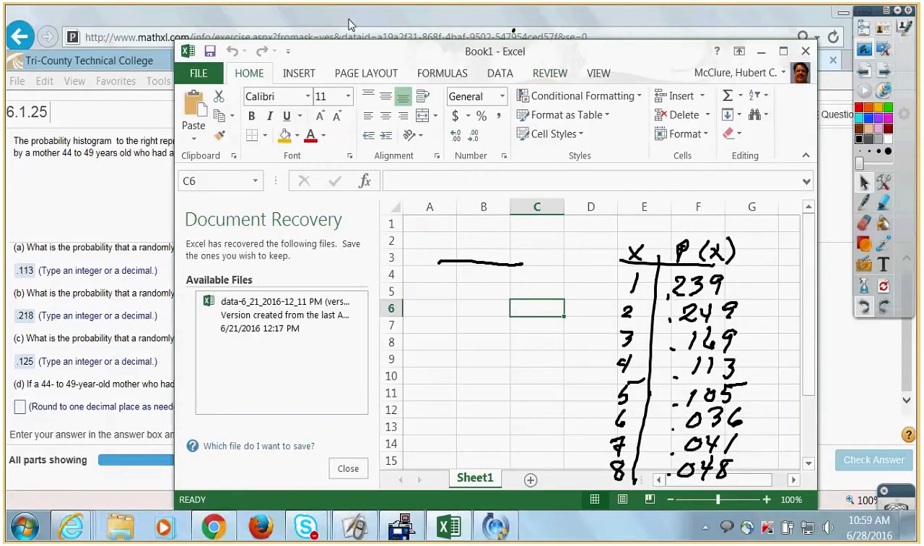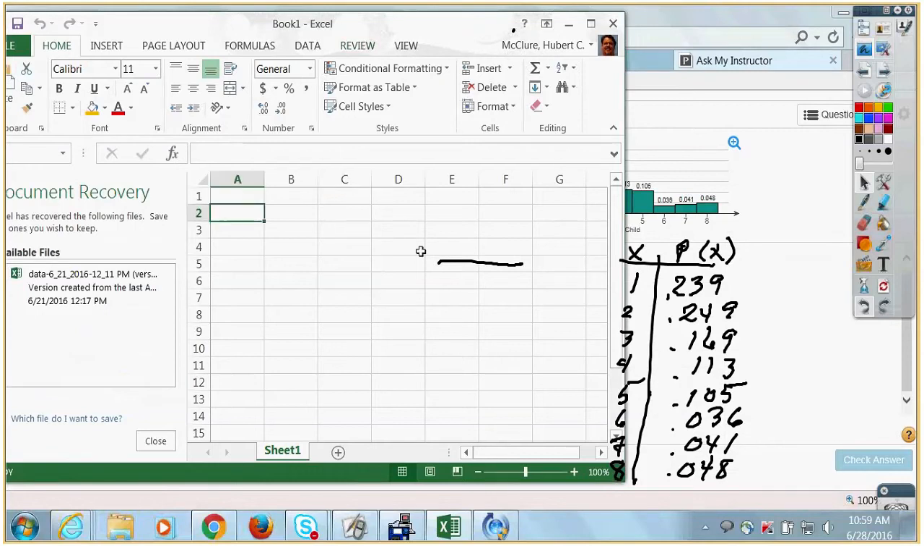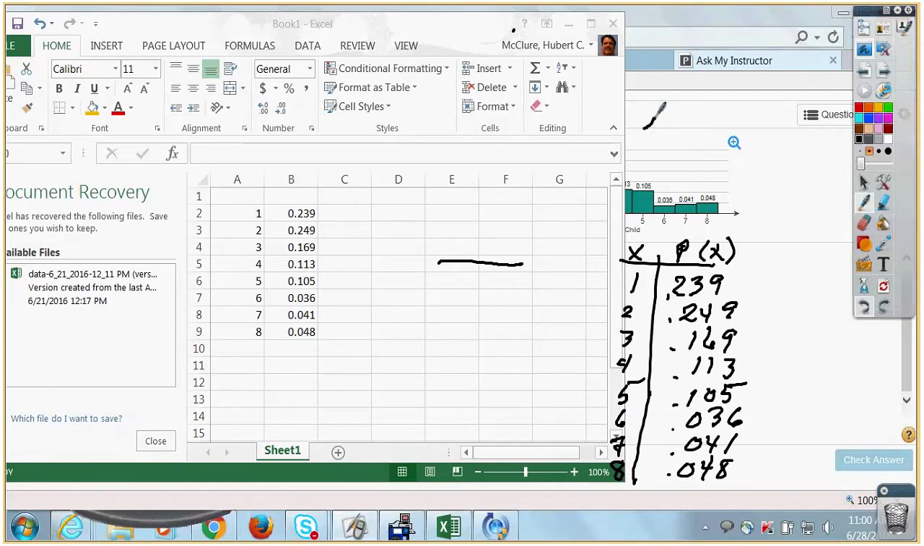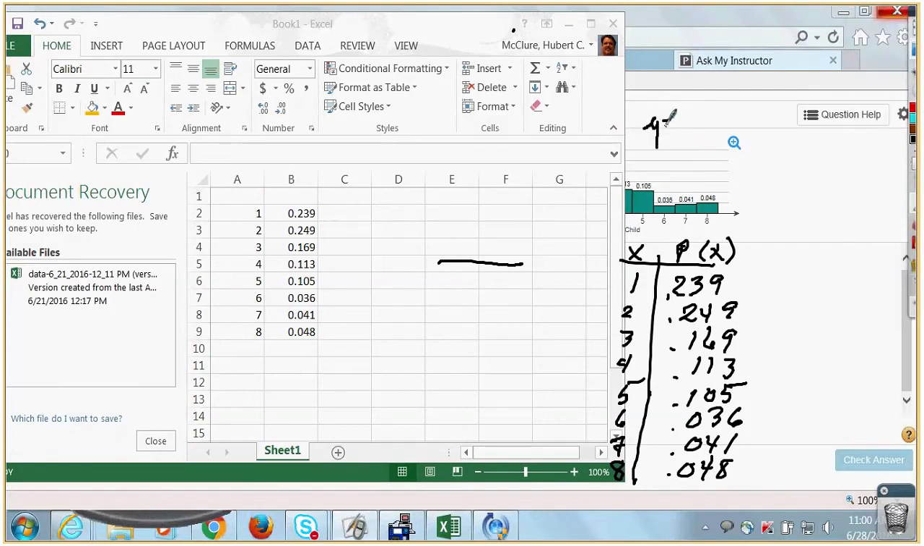And I'm going to pull this over here a little bit where you can see it better. 1, 2, 3, 4, 5, 6, 7, 8, and 0.239, and 0.249, and 0.169, 0.113, 0.105, 0.036, 0.041, and 0.048.